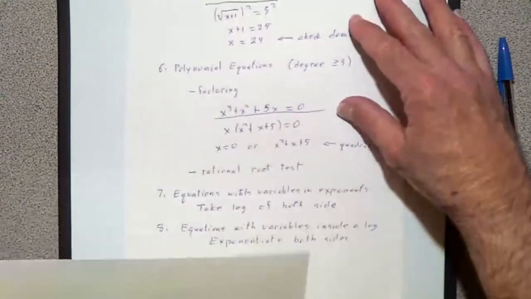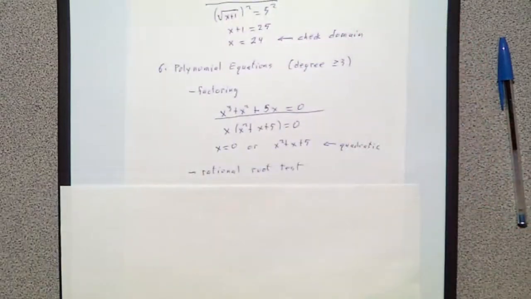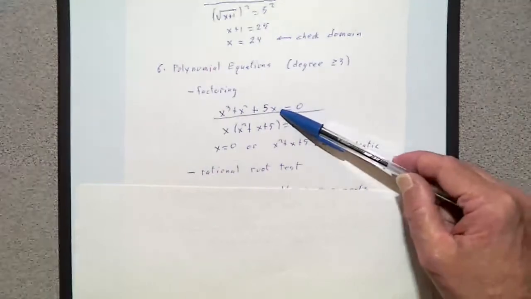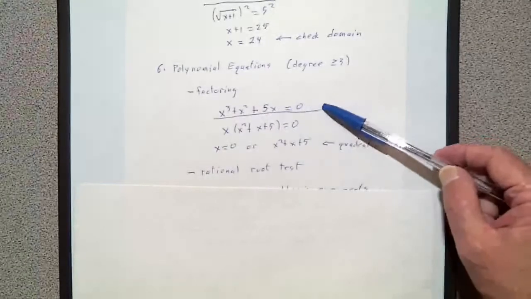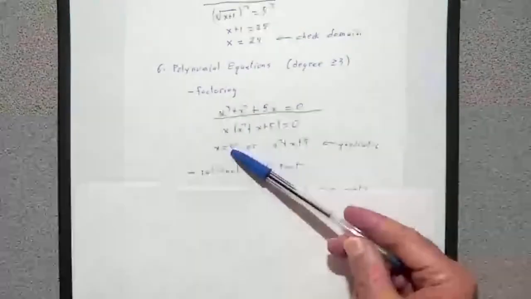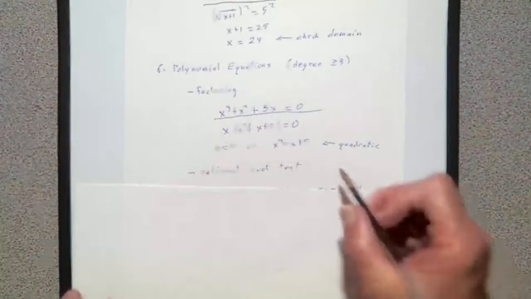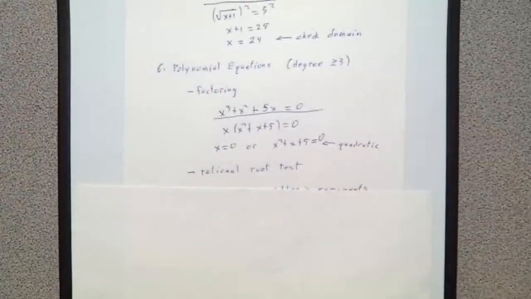And finally, well, not finally, but we come to polynomials with degree greater than or equal to 3. Now, one way would be factoring. If, for example, in this equation, you can easily factor out an x, and then x is 0, or x squared plus x plus 5 is 0. And so that's quadratic in form.